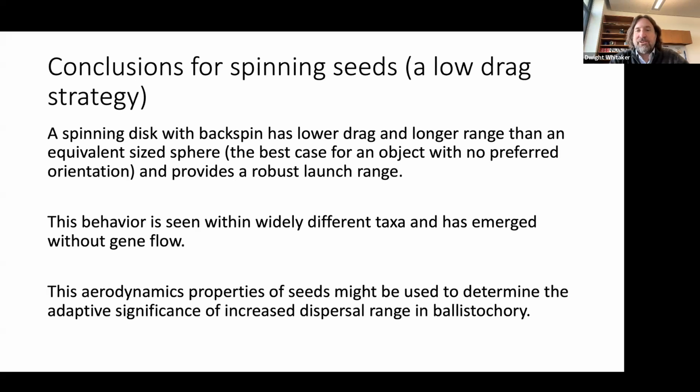And we've seen this behavior now in widely different taxa, and we actually have some new taxa that we're going to be talking about, but it's top secret, so I can't tell you. But this aerodynamic property of the seeds may be determined. We're going to try to do some comparative biology as well, and try to use these aerodynamic drag properties of the seeds as a biological phenotype to see how evolution is driving these plants to launch their seeds farther.